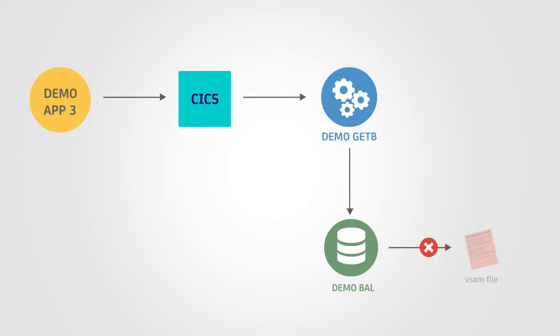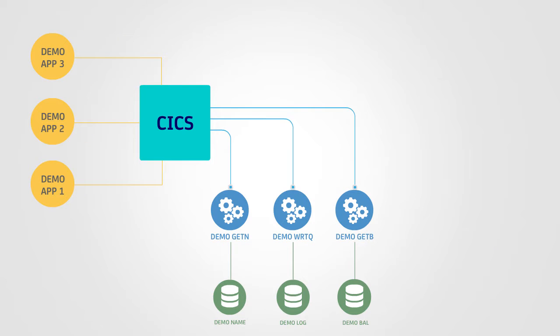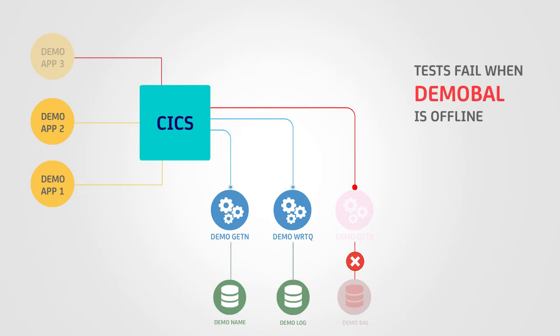When the Demo BAL VSAM file is offline, developers are not able to effectively test and release new versions of the Demo F3 application. The development team is also concerned that a vast majority of CICS transactions are initiated from outside of CICS. Hence, there may be many tests that fail when Demo BAL is offline.